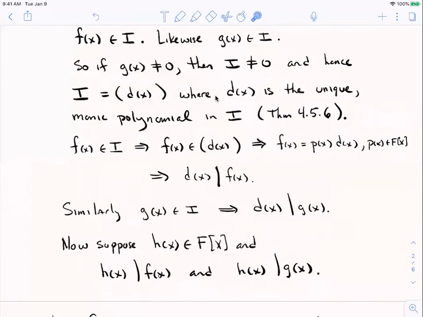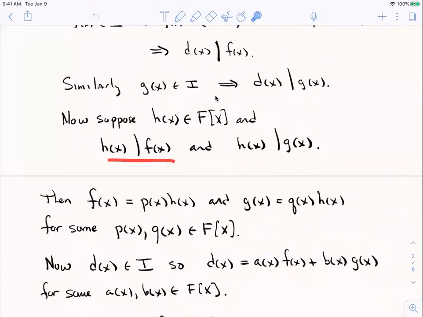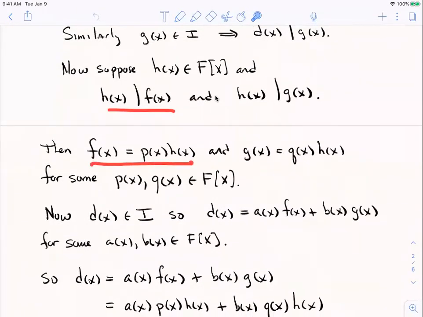If H divides F, well, then by definition, F is H times something, calling it P of X. And likewise, if H divides G, then G is H times something. I'm calling this something Q of X. Okay, that's the definition of divides.